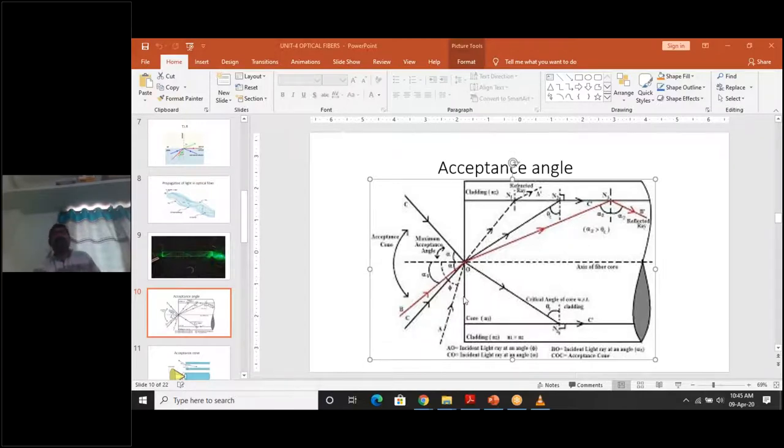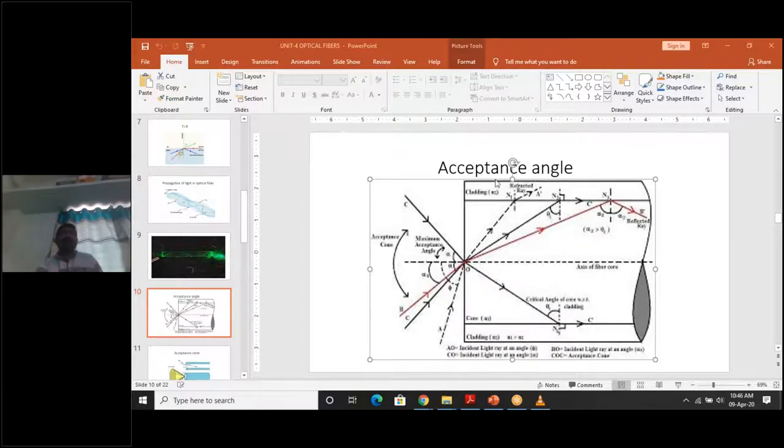If you launch the light rays into the optical fiber with your desired values of angle of incidence, so this is one angle of incidence, this is another angle of incidence, this is another angle of incidence, all those light rays cannot propagate from one end to the other end of the optical fiber by total internal reflection. Only those light rays which satisfy the condition of total internal reflection can propagate from one end to the other end. So if they are launched within a certain angle, that limiting angle is called what angle?